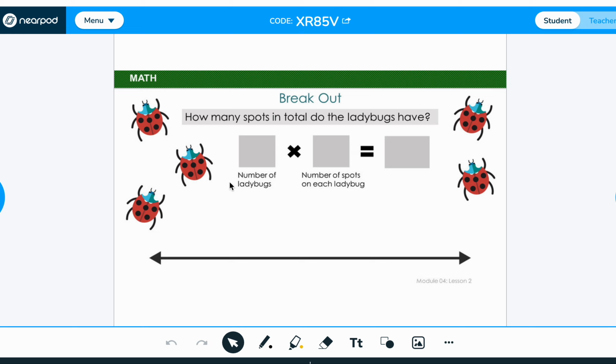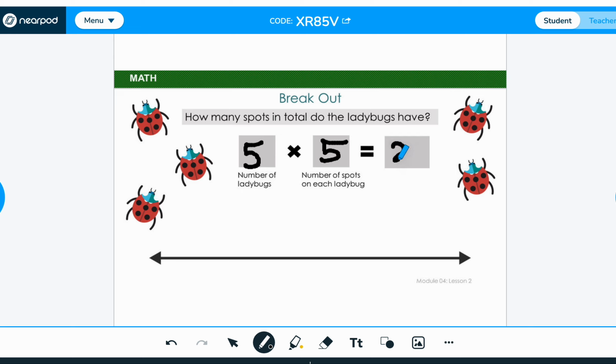Okay, team, here we go. So this is saying, okay, I have 1, 2, 3, 4, 5 ladybugs. The number of spots on each ladybug, well, there's 1, 2, 3, 4, 5. Okay. So if I were to count all of them up, that's like 1, 2, 3, 4, 5, 6, 7, 8, 9, 10, 11, 12, 13, 14, 15, 16, 17, 18, 19, 20, 21, 22, 23, 24, 25.